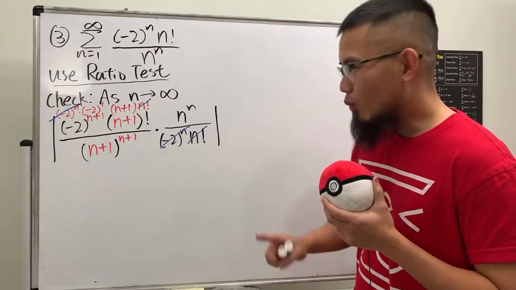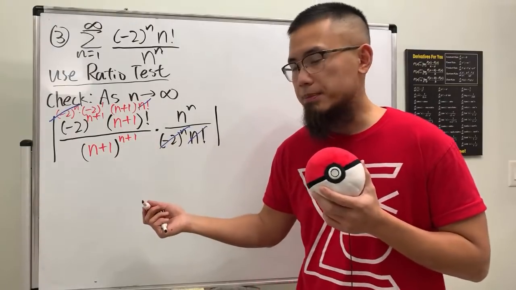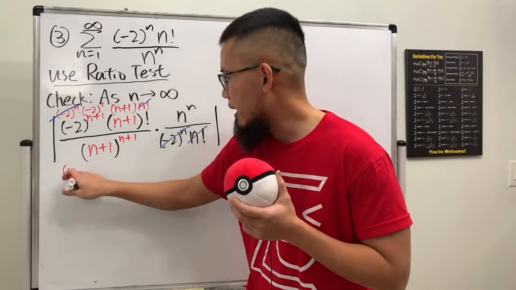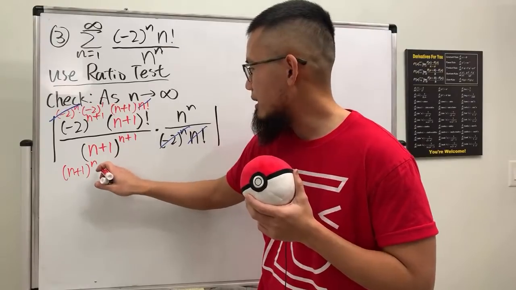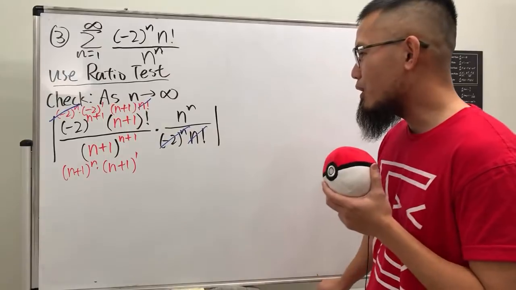Very nice. One more. This right here will again break down the bigger exponent. So here we will keep the n plus 1 raised to the n and then multiply by n plus 1 raised to the first power.